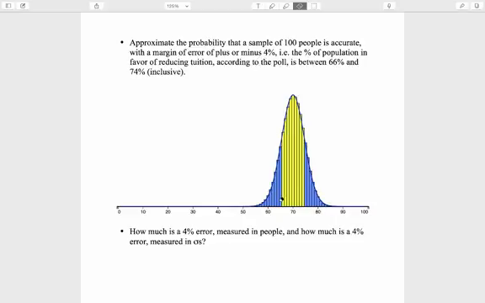Here is the histogram with the range highlighted in yellow of outcomes that count towards the event that the margin of error is within plus or minus 4%. So first we want to approximate what is the probability that when you survey 100 people, the 100 people you find do fall within this range. In other words, they might not be exactly representative of the full population, but they're reasonably close. And then we want to say how much is a 4% error measured in people, and how much is a 4% error measured in sigmas, measured in measuring sticks, measured in standard deviations.